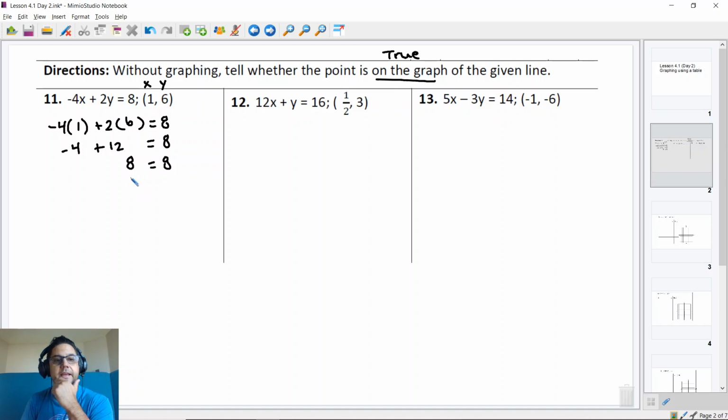So we can say point on the line. Or really on the graph, right? But the graph is a line because it's a linear equation.